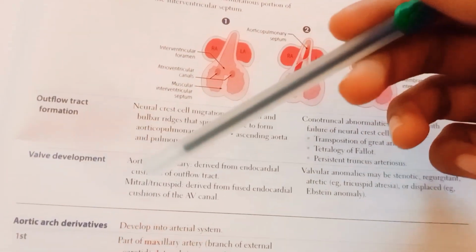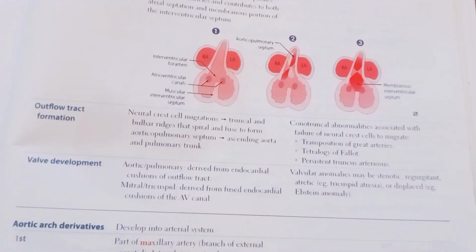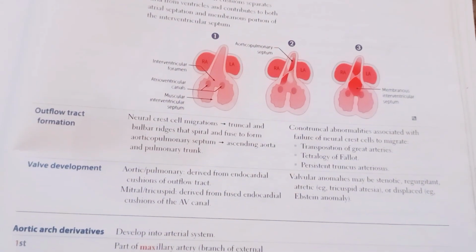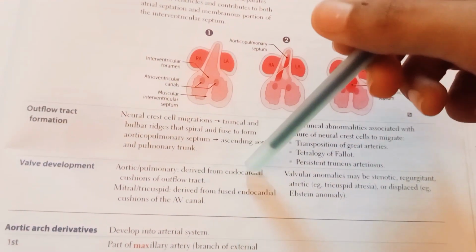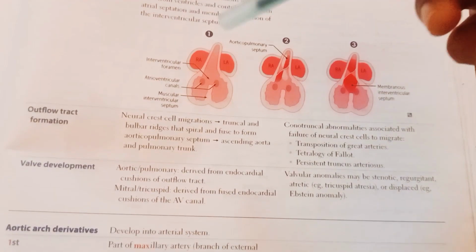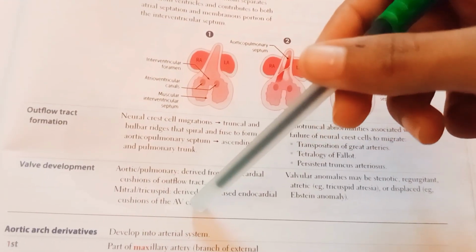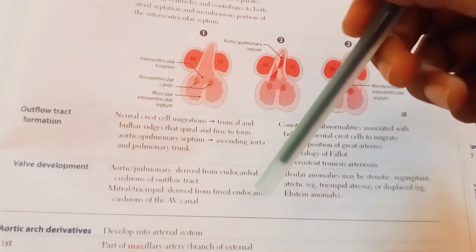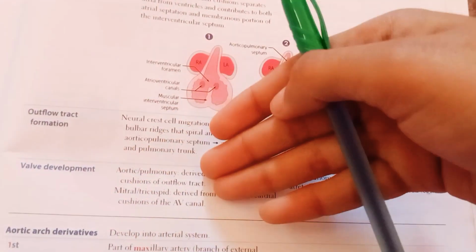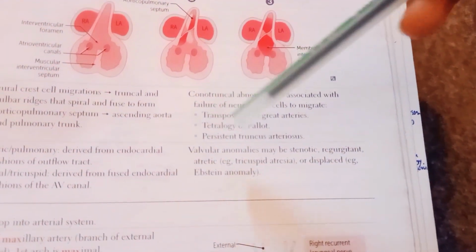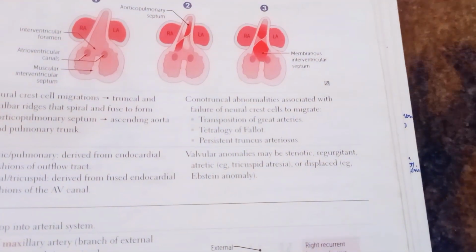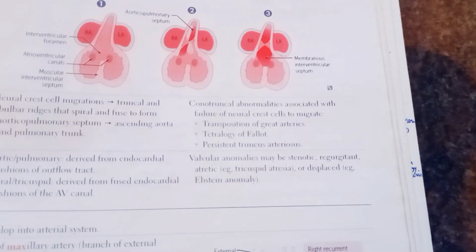Now coming to valve development, actually we have four valves, that is aortic and pulmonary valves, which are derived from endocardial cushion outflow tracts, whereas the mitral and tricuspid valve are formed from the atrioventricular canal. Of course, those are also formed by endocardial cushions. So the valves are formed by endocardial cushions. Okay, that is important.